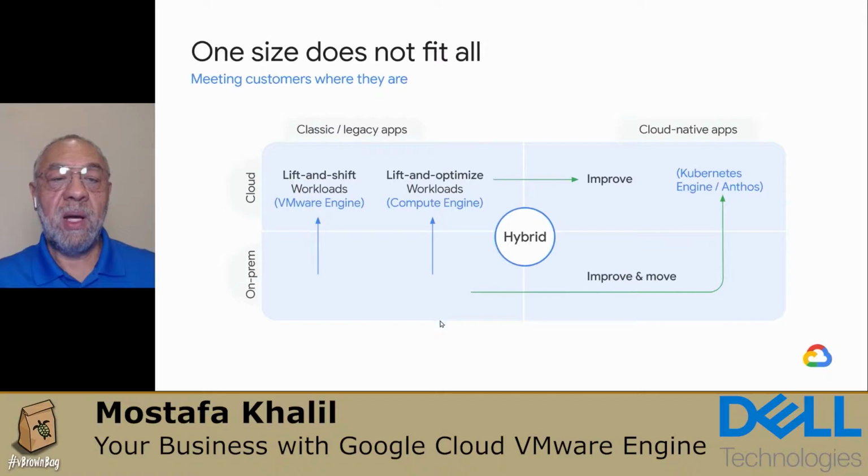One size doesn't fit all. So basically, when you are migrating from on-prem to a private cloud, you can either lift and shift workloads, using VMware Engine for that, or you can lift and optimize workloads using Compute Engine. This will require modifications of your applications. Or you can use the hybrid cloud, where you can also utilize Kubernetes, which we call Anthos.